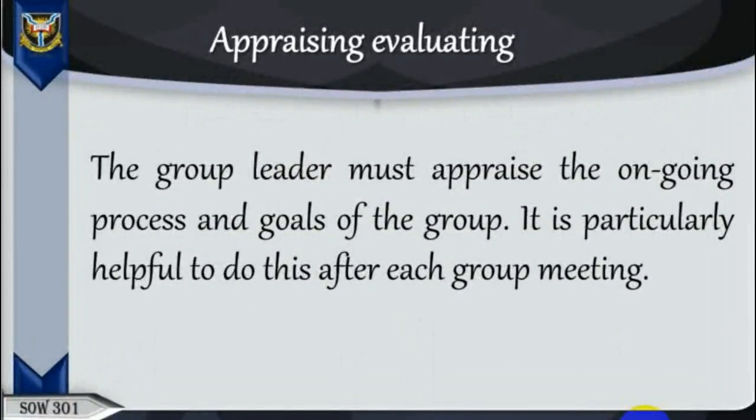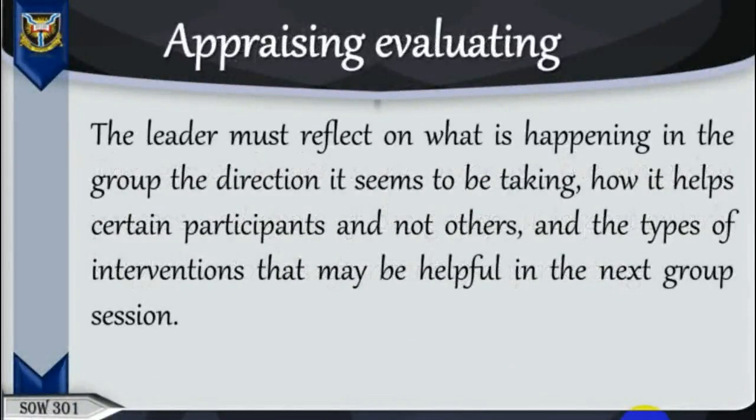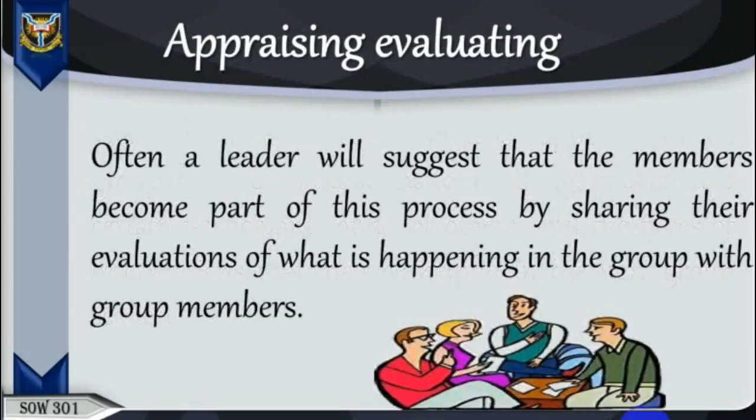Appraising, evaluating. The group leader must appraise the ongoing process and goals of the group. It is particularly helpful to do this after each group meeting. The leader must reflect on what is happening in the group, the direction it seems to be taking, how it helps certain participants and not others, and the types of interventions that may be helpful in the next group session. Often a leader will suggest that the members become part of this process by sharing their evaluations of what is happening in the group with group members.